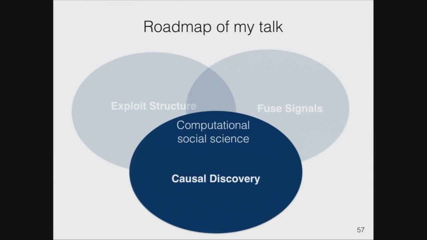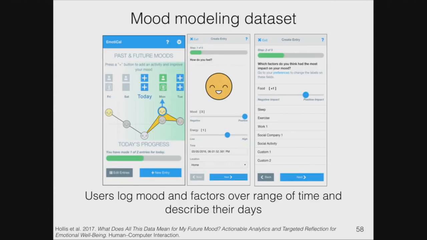And so the last part of my talk is going to look at some efforts towards supporting causal inference and discovery on observational data sets. For this, I'm going to look at a mood modeling data set. This was an application that came out of UC Santa Cruz, where users can log on and log a whole bunch of different behavioral factors across a range of time. They might rate their mood, energy, sleep, and so on for any given day. And on top of this, they include a text description of their day.